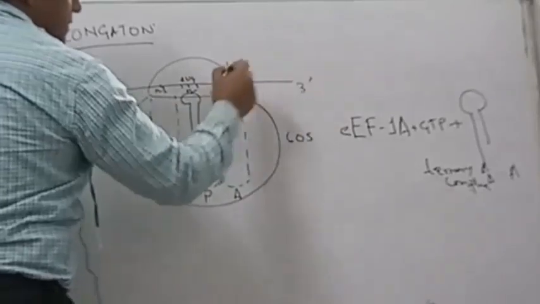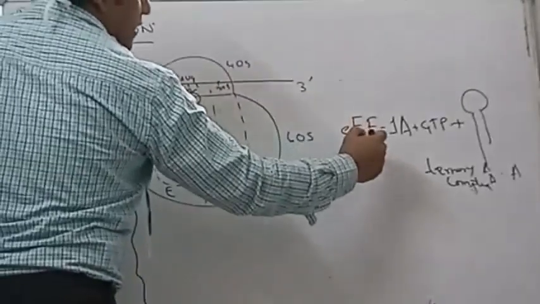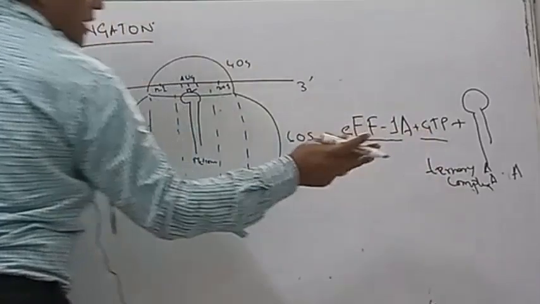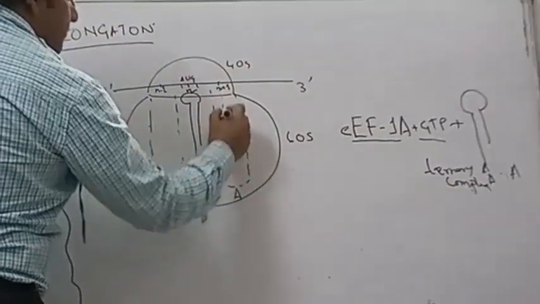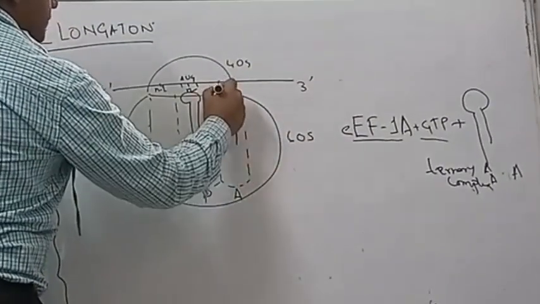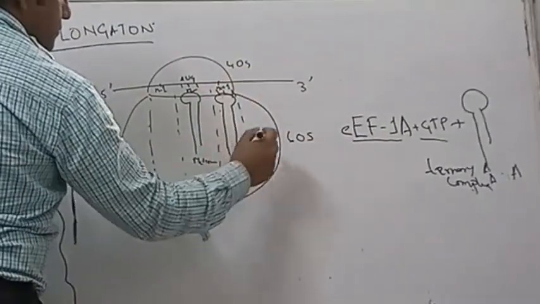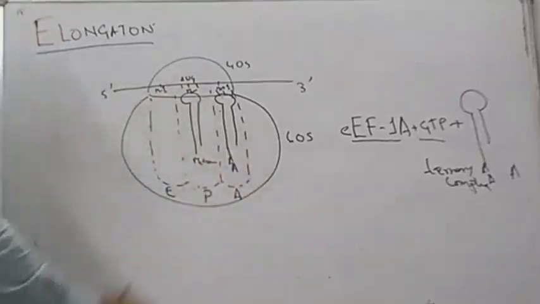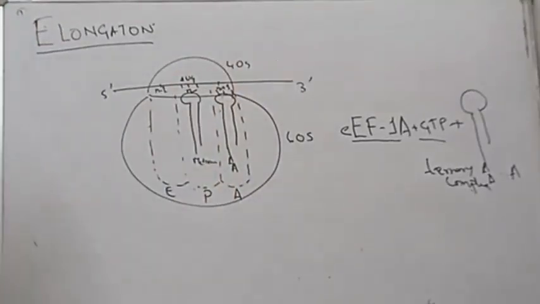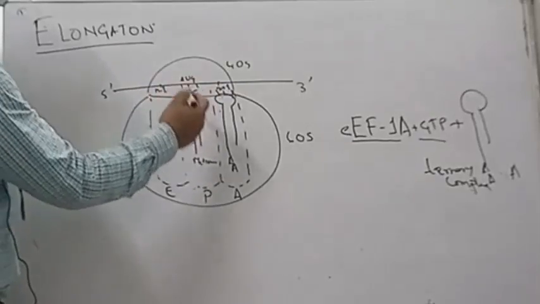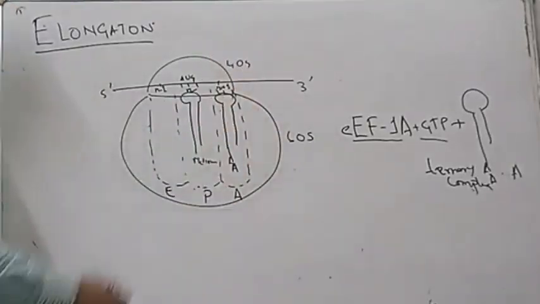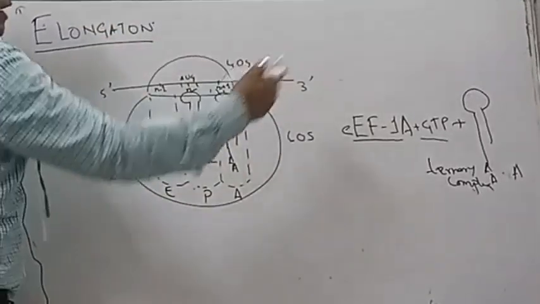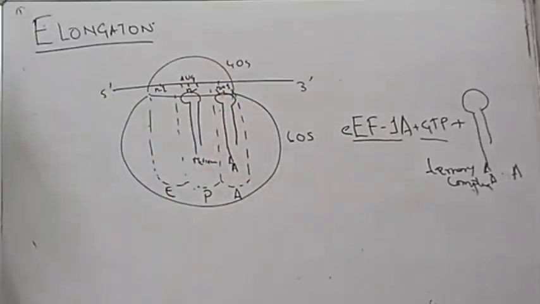Once it comes here to the A site, the elongation factor 1A and GTP will be hydrolyzed and will leave, and this aminoacyl tRNA will be joined in the A site. So the P site was containing the initiator methionine tRNA, and the A site is containing the aminoacyl tRNA corresponding to the codon in the adjacent position.